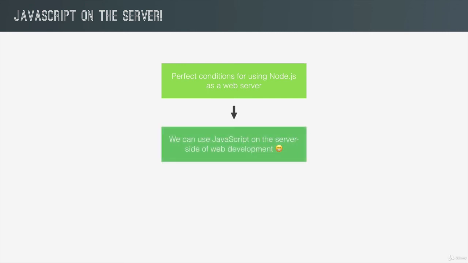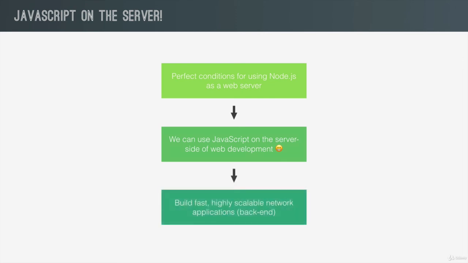Anyway, now that we have JavaScript outside of the browser in a kind of standalone environment, which is Node.js, we can do so much more things with JavaScript that were completely impossible before, like accessing the file system or better networking capabilities that are now possible with Node.js. And all these factors together give us the perfect conditions for using Node.js as a web server, meaning that now we can finally use JavaScript on the server side of web development in order to build fast, highly scalable network applications for powering the back end of our websites or applications.